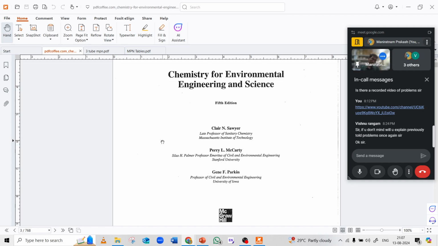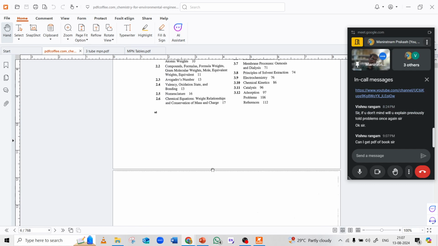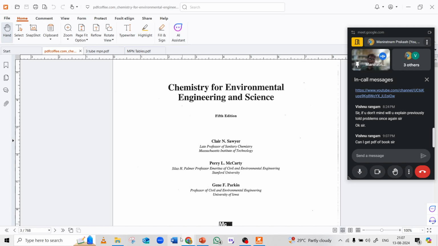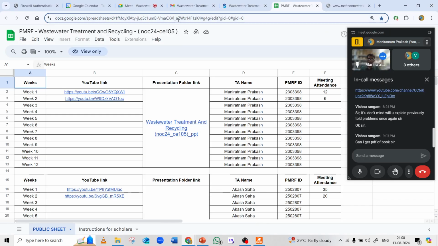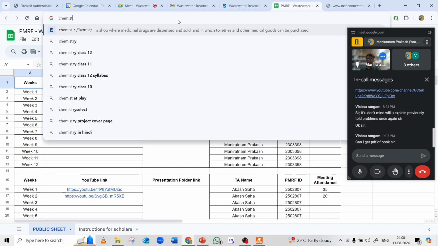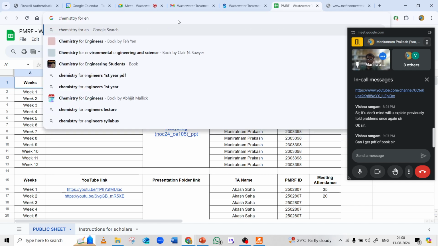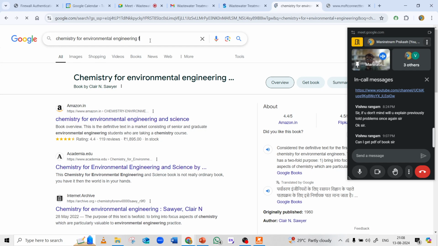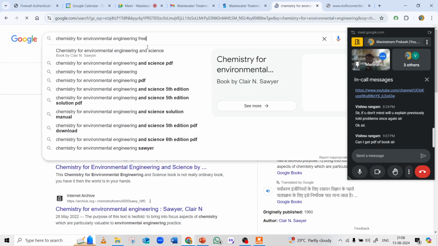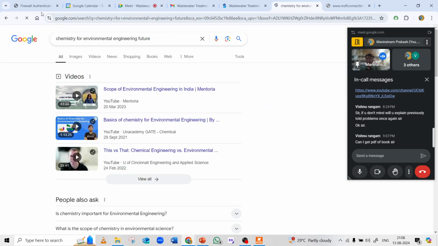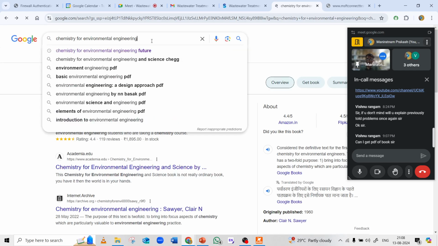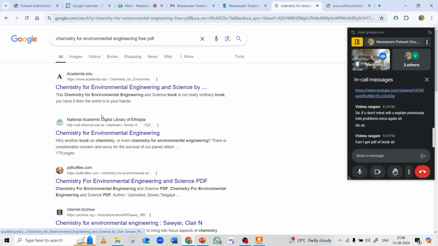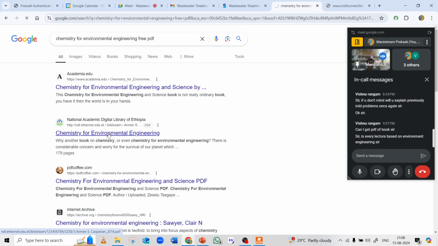And you can download it from the internet. Just search for Chemistry for Environmental. Just search for this thing. You will get it. See this. Just search free PDF. Yeah. See, I'm just sharing the link.